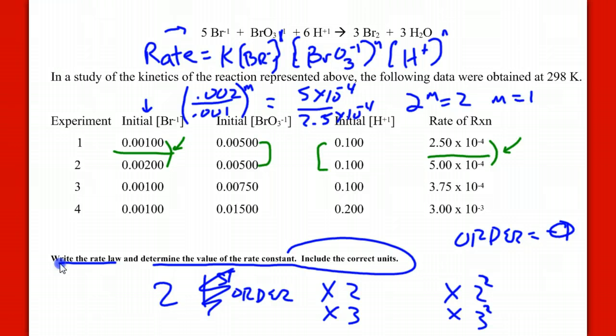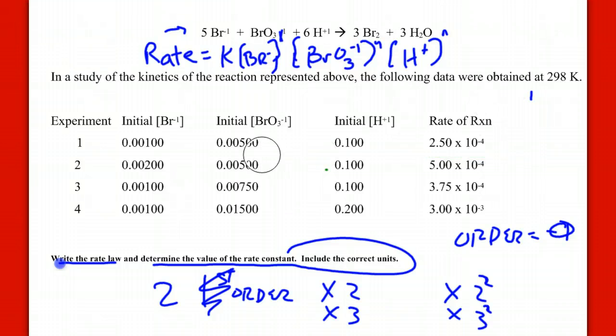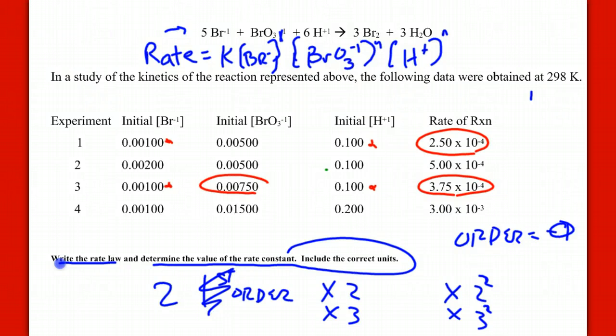Now I'm going to do the same thing when I look at bromate. In order to find the order with respect to the bromate ion, I need to find 2 experiments where the bromide ion and the hydrogen ion don't change. So if I look at experiment 1 and 3, the bromide ion stays the same, and same with this guy. So I'm going to compare these rates with these concentrations.